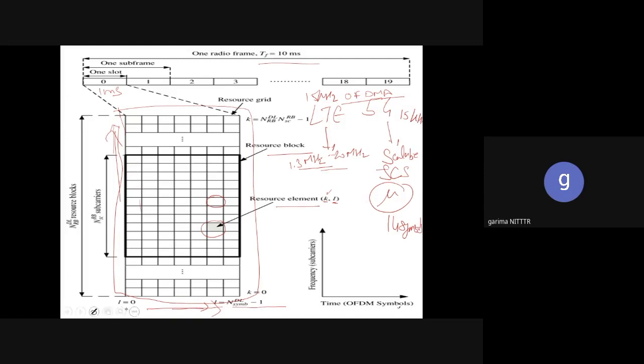So we have this combination of l from 0 to N minus 1 and subcarriers, you can say k from 0 to N resource blocks in downlink times N subcarriers in a particular resource block minus 1. So if this is one resource element, then the combination of these resource elements is called a resource block. So we have 12 subcarriers in a particular resource block. If you count, it is basically 12 subcarriers.